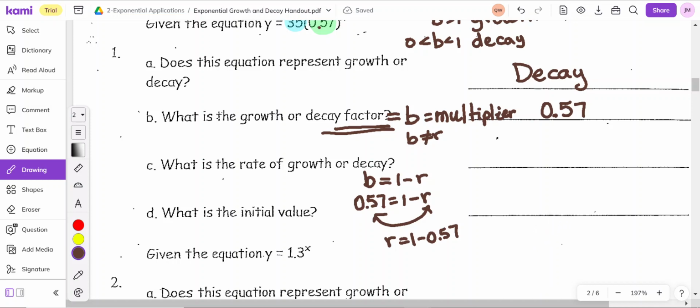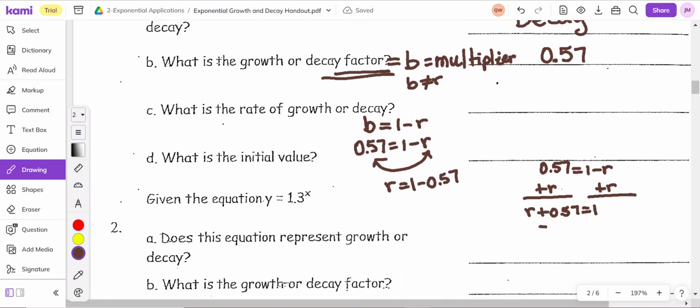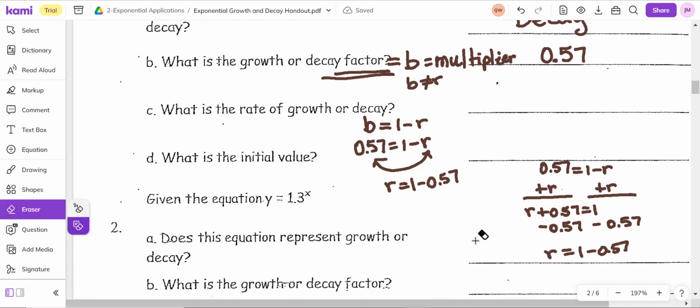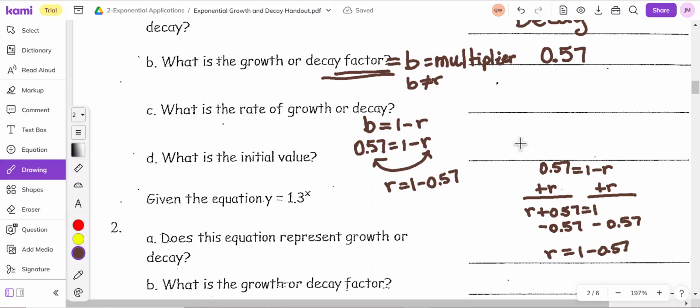Just listen. It says 0.57 equals 1 minus R. I am going to add R to both sides. I now have R plus 0.57 equals 1. Following? And then I'm going to subtract 0.57 from both sides. And now I have that R equals 1 minus 0.57, which is why I told you when you're doing decay, all you have to do is swap them out. Because it's going to happen like that every single time. I'm going to erase this as soon as I get to the next question, okay? So what is 1 minus 0.57?